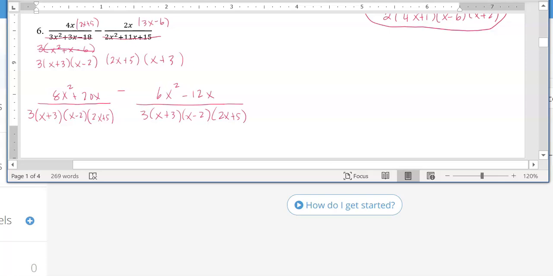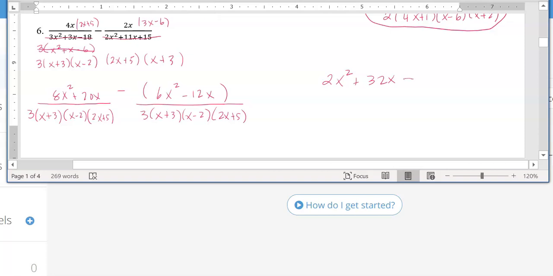So combine like terms, 8x squared minus 6x squared is 2x squared. And be careful with subtraction. Remember, we've talked about this many times. You might want to consider putting parentheses around the second numerator, because this is really going to be minus negative 12x, which is addition. So 20x plus 12x is 32x. Okay, and eventually this numerator is going to be over the common denominator.